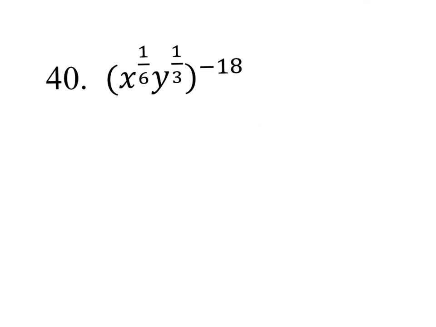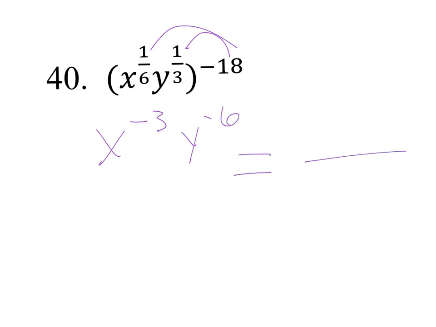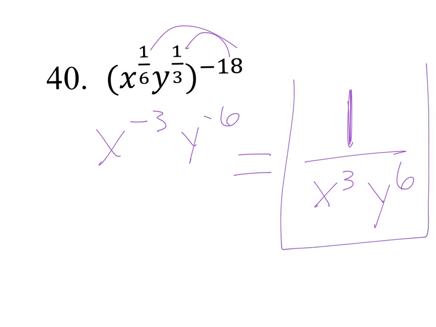What do you think about that? Here, right away, I see a fraction exponent. I'm going to just do my power to a power first, just like that. And I would have x to the negative 3rd, y to the negative 6. You cannot have negative exponents. They would go on the bottom of a fraction. Now, when you have a bottom of a fraction and you don't have anything on top, what you have to do is make sure that there's a 1 on top. So this is now the bottom of the fraction. That right there is your final answer.